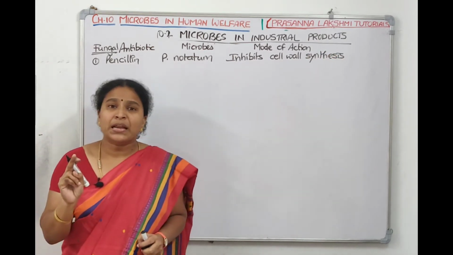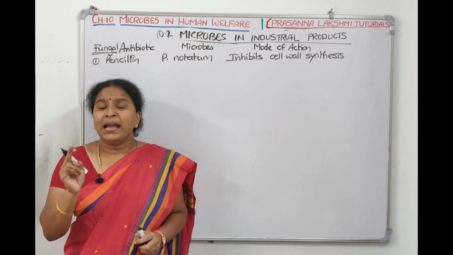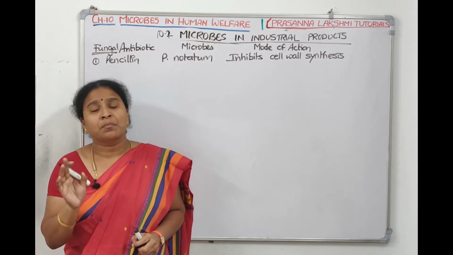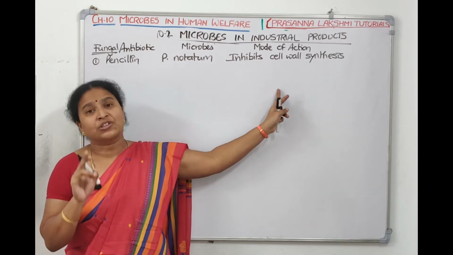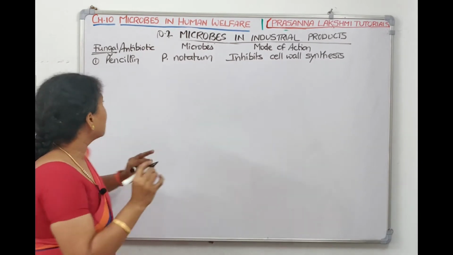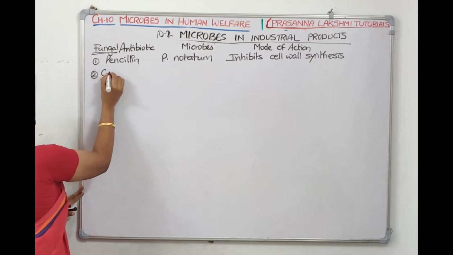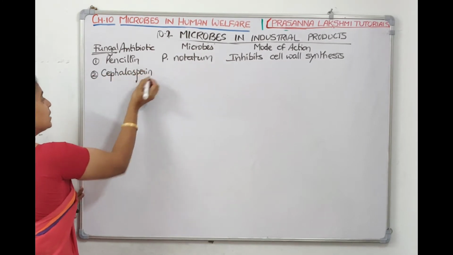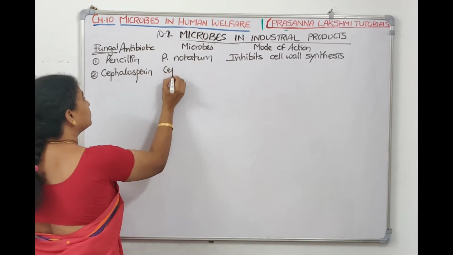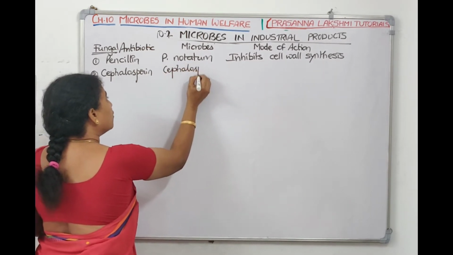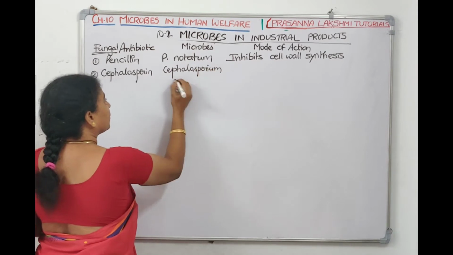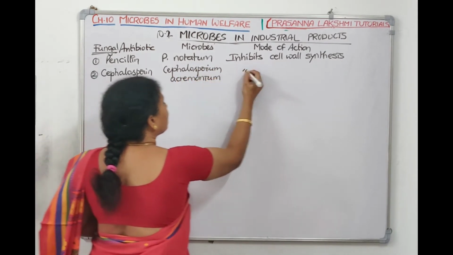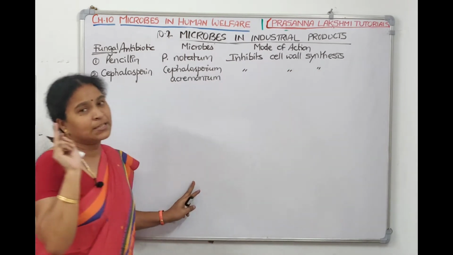Next antibiotic we can take cephalosporin, extracted from a fungus called Cephalosporium acremonium, which also has the same mode of action, inhibiting the cell wall synthesis. What is the second antibiotic? Cephalosporin, extracted from a fungus called Cephalosporium acremonium. Now the mode of action, inhibiting the cell wall synthesis only.